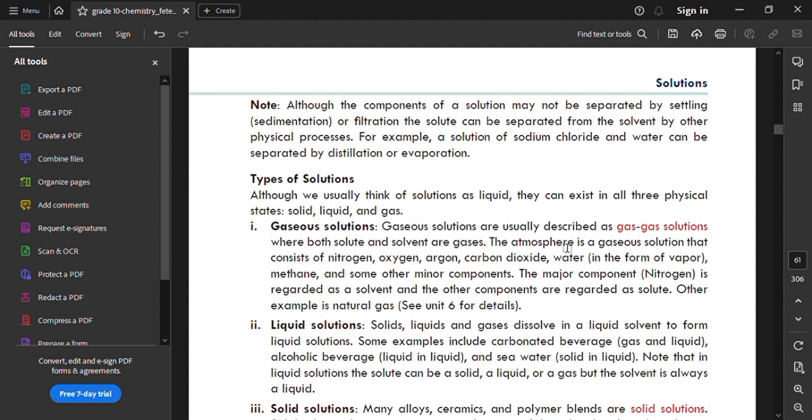So the atmosphere is a gaseous solution that consists of nitrogen, oxygen, argon, carbon dioxide, water, methane, and some minor compounds or components.